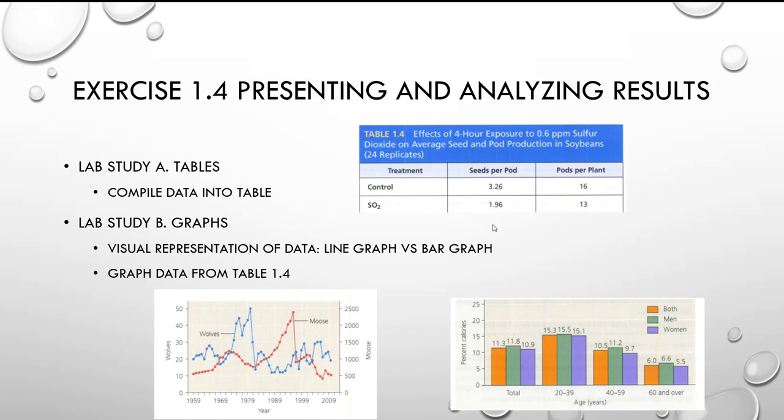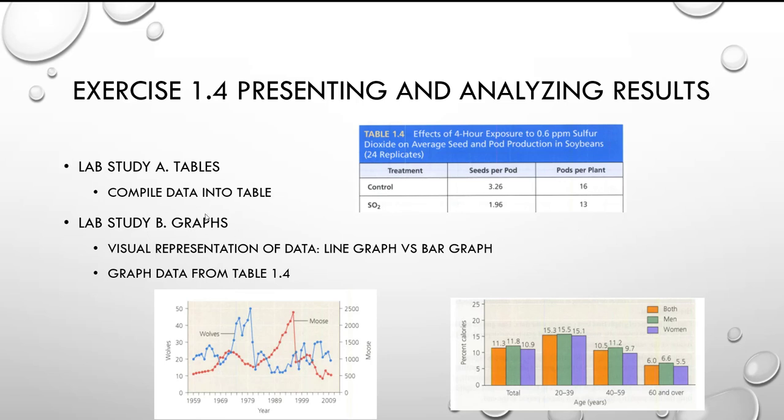It looks like they averaged it out. Okay, so average of seeds per pod. With 24 replicates, this doesn't include all of the data. They took the raw data and then averaged it, it looks like, and compiled it into a table. Once we have it in this form, it's kind of hard to interpret as a table, so next we make a graph.